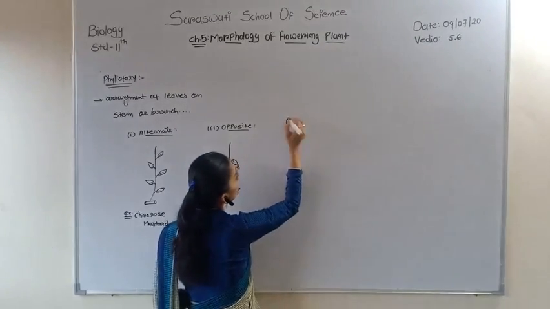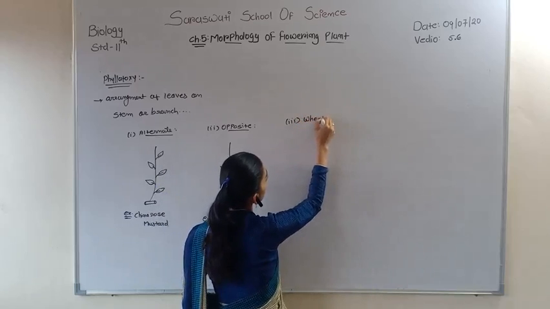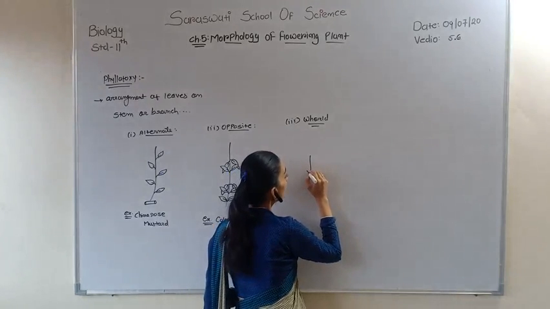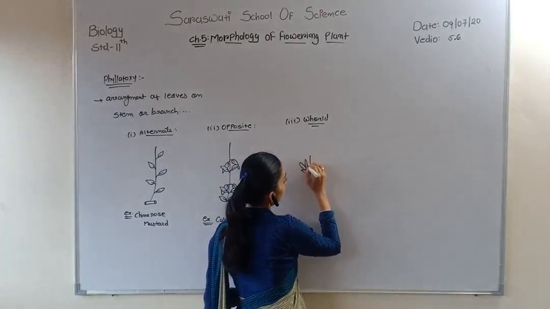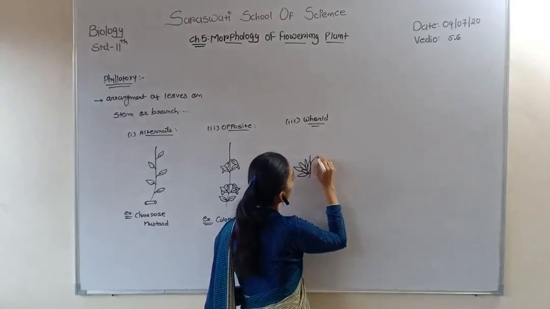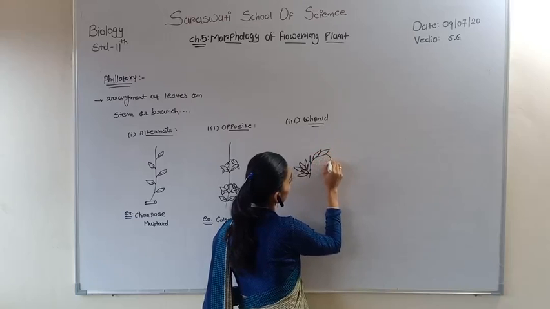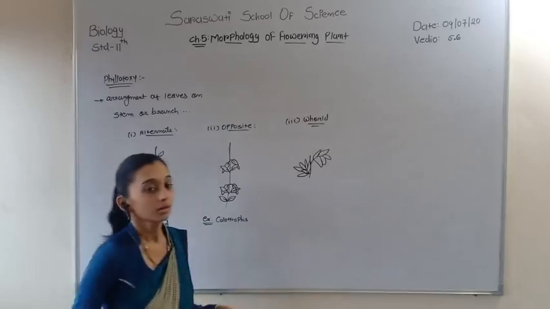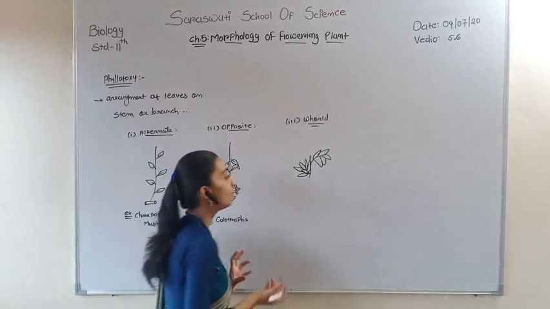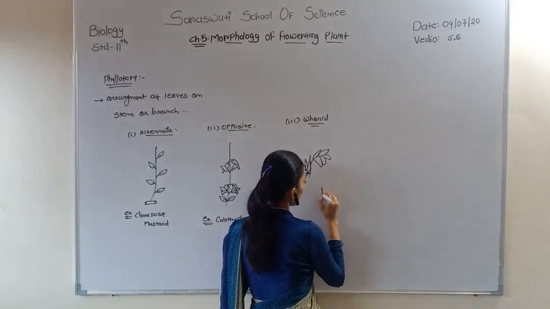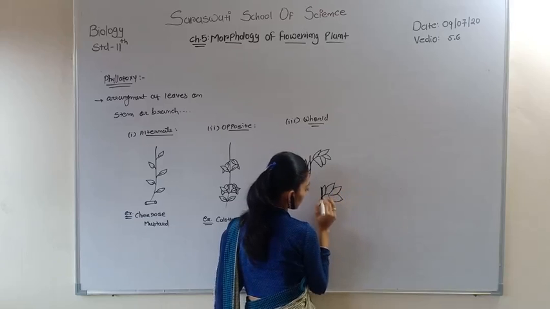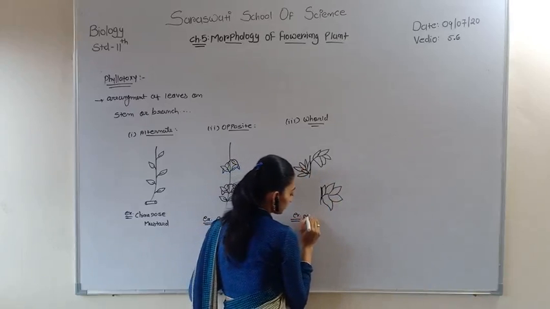And last, the third phyllotaxy is whorled. In whorled phyllotaxy, each node gives rise to more than two leaves, and they group like a whorl. See, each node gives rise to more than two leaves and these leaves are arranged in a whorled manner. It is known as whorled phyllotaxy. And the best example is Alstonia.